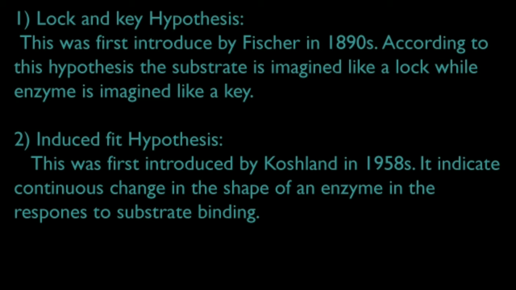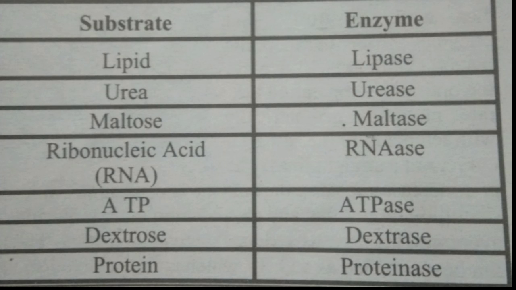This was first introduced by Koshland in the 1950s. It indicates a continuous change in the shape of an enzyme in response to substrate binding. It means that enzymes can change their shape according to the substrate shape. And these are some substrates and enzymes which take place in metabolic reactions.